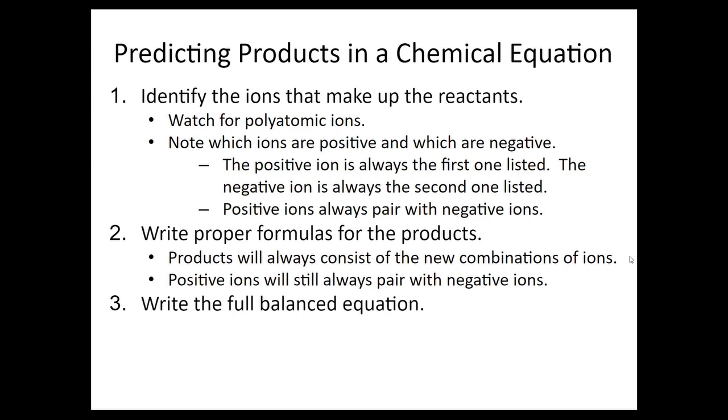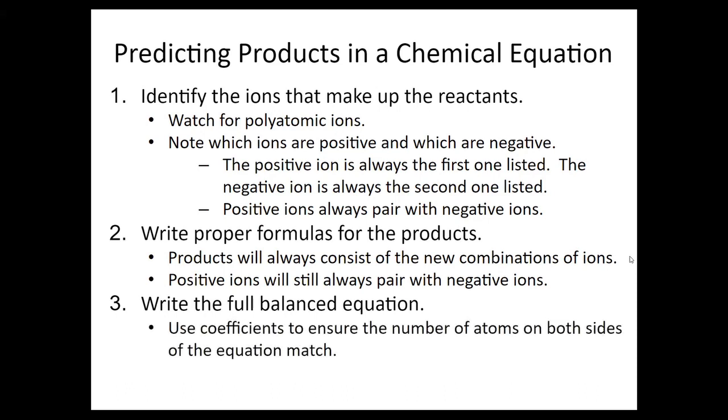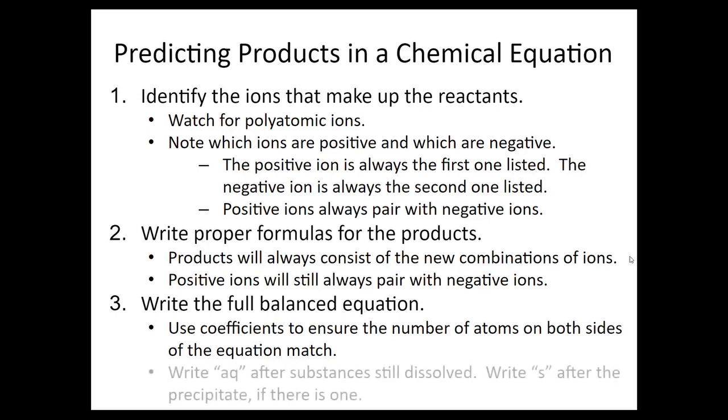Third step, once you've written the product formulas, write the full balanced equation. You might need to add coefficients. So the number of atoms on both sides of the equation needs to be equal. So every single atom type needs to match on the left side and on the right side.